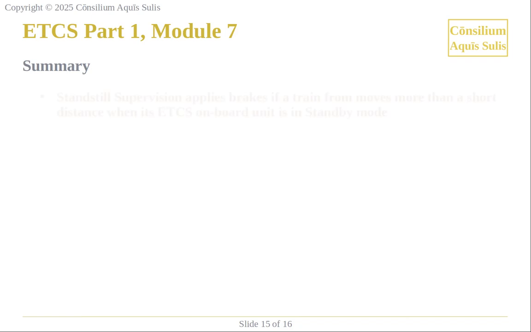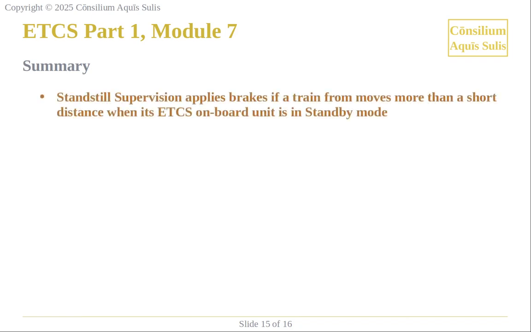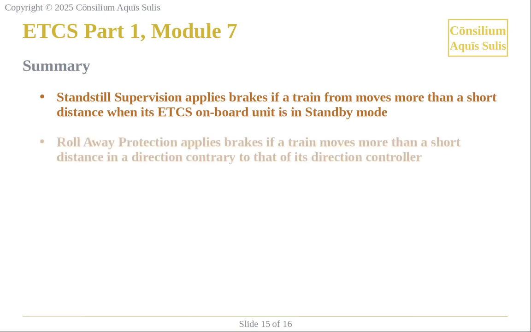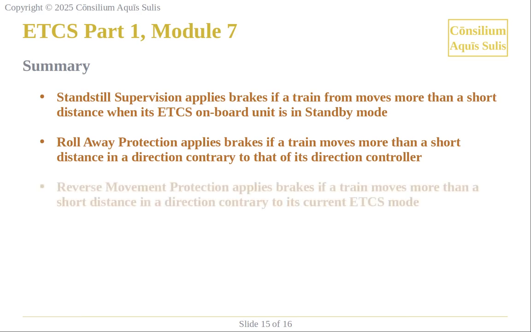In summary, standstill supervision applies brakes if a train moves more than a short distance when its ETCS onboard unit is in standby mode. Roll-away protection applies brakes if a train moves more than a short distance in a direction contrary to that of its direction controller. Reverse movement protection applies brakes if a train moves more than a short distance in a direction contrary to its current ETCS mode.